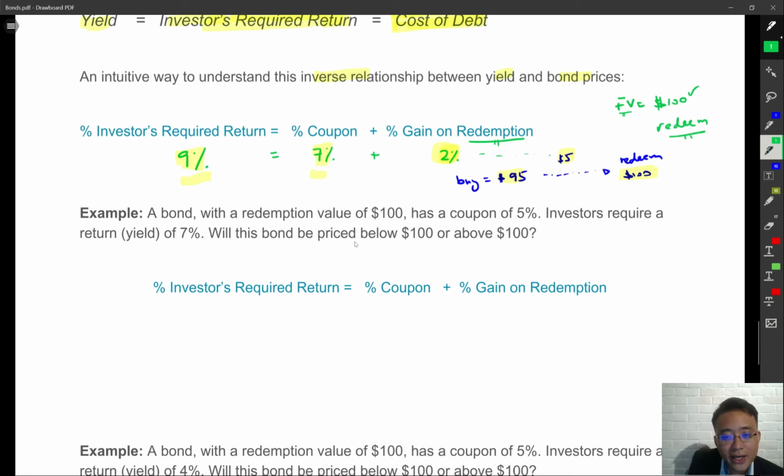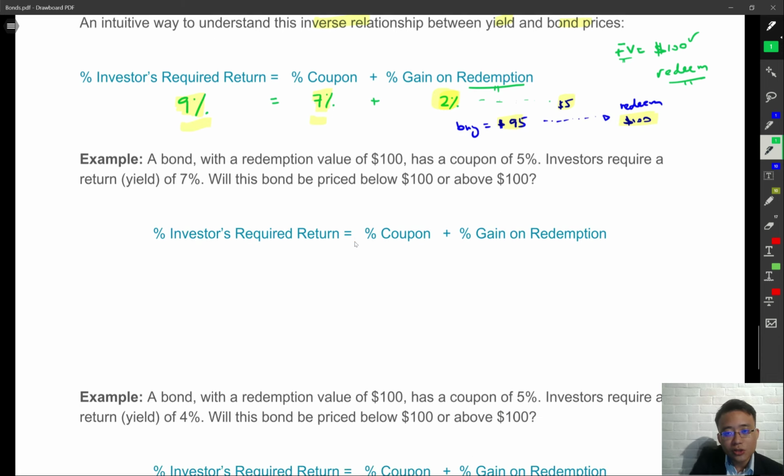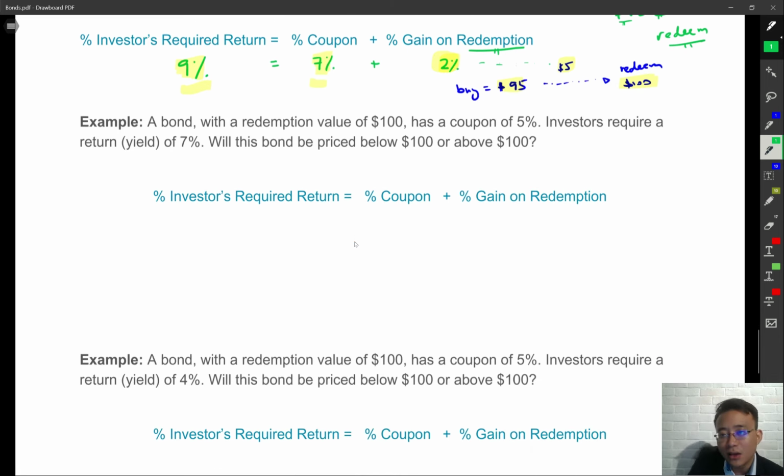Now let's try again, alright? We're going to do 2 questions more, and then after that, I think the concept will be sent across. So we have a bond, redemption value of 100, coupon of 5%. Right? Investors want to earn 7. So some swapping of numbers. Let's fill it into the equation. Investors want 7. My coupon is just 5.